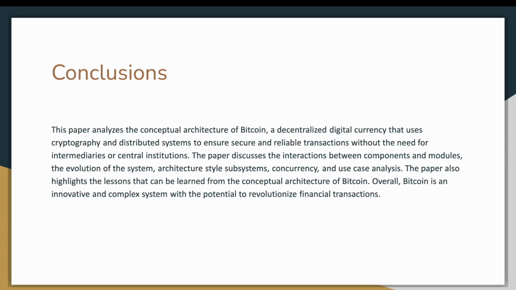So the next is the conclusion. The paper discussed the interactions between the components and the modules, and the evolution of the system, architecture style, and subsystems, concurrency, and the use case analysis. The paper also highlights the lessons that can be learned from the conceptual architecture of Bitcoin. Overall, Bitcoin is an innovative and complex system with the potential to revolutionize financial transactions.